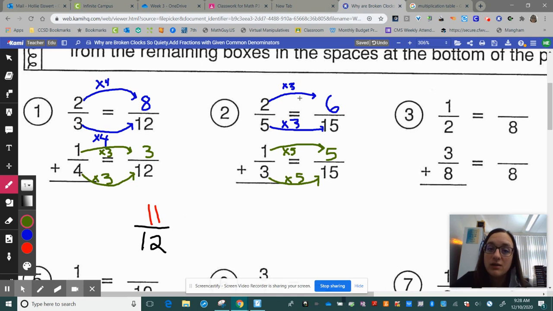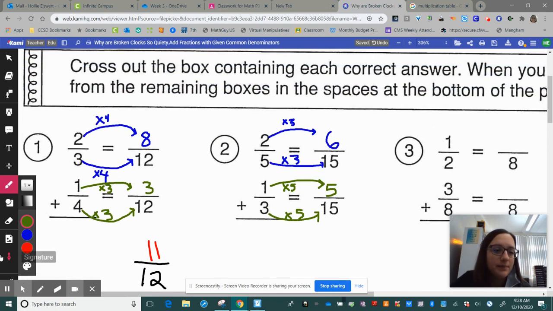All right, notice the pattern. This number here we used was this denominator. That works. This number here we used was this denominator. That works.